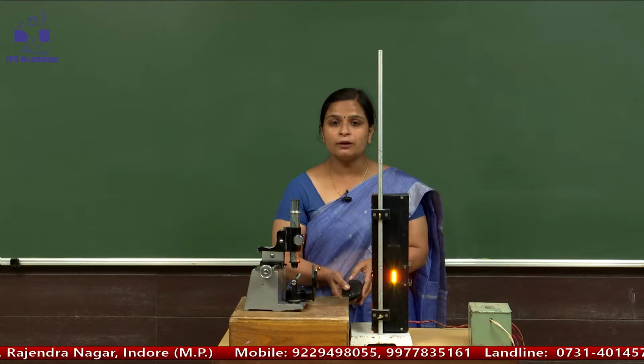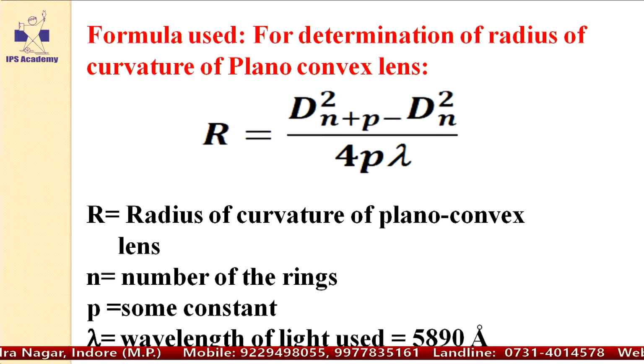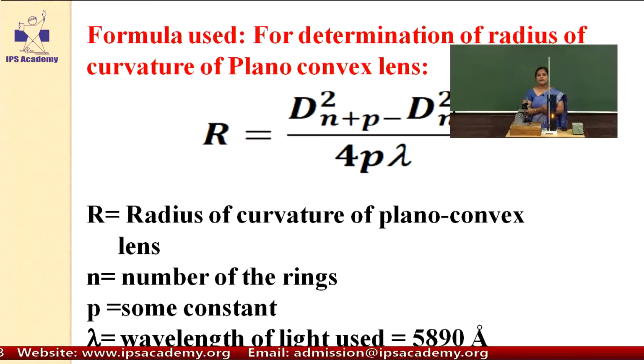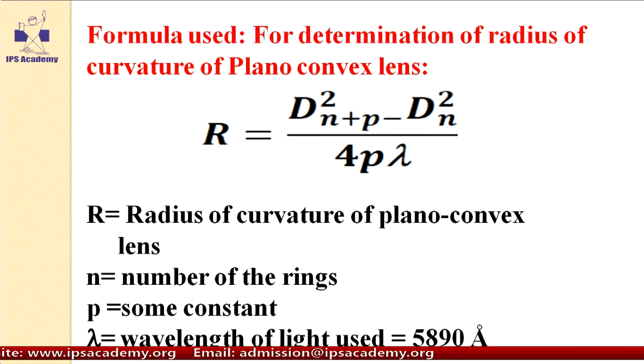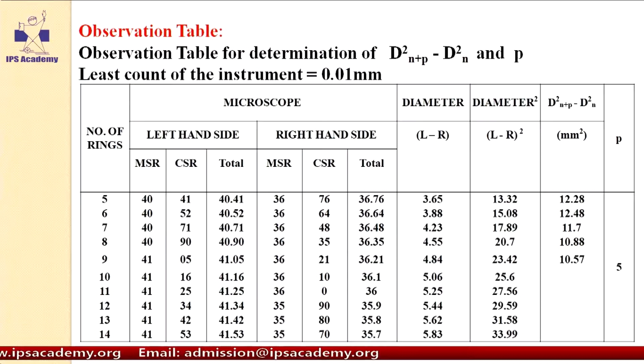Okay. So, now we can see the table. What is the formula used here? Here we are calculating the radius of curvature of a plano-convex lens with the formula R = (D squared n plus p minus D squared n) divided by 4p lambda. So R is the radius of curvature, n is the number of the ring from 5th to 14th, which we have calculated in this experiment. P is some constant taken for the calculation, and lambda is the wavelength of light used, that is 5890 angstrom. This is the observation table.